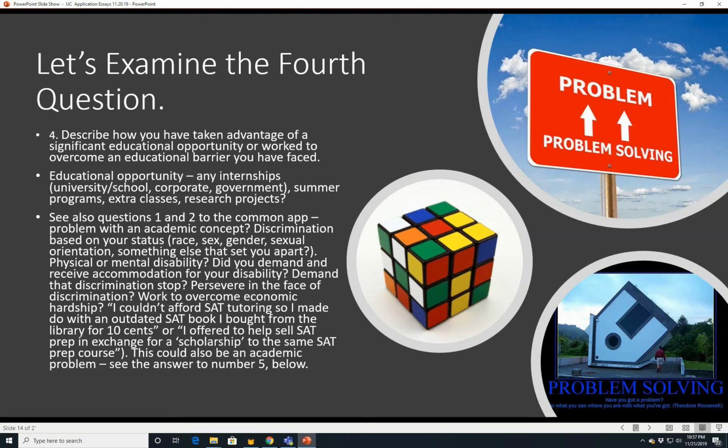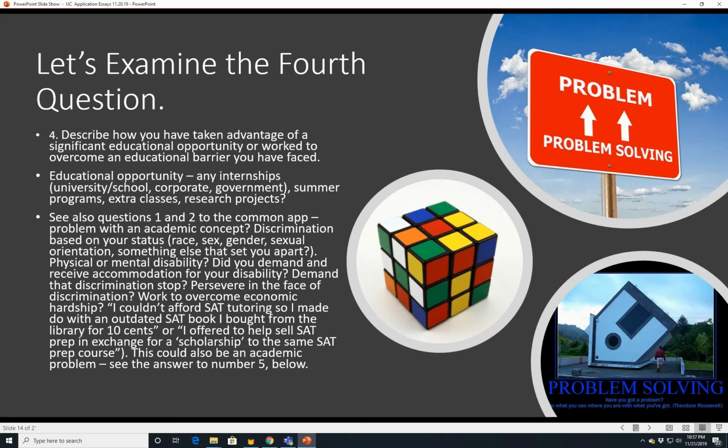Barriers, well, you can see questions 1 and 2 to the Common App. Do you have problems with an academic concept? Were you discriminated against based on your status, race, sex, gender, sexual orientation, something else that set you apart, a physical or mental disability? Those are all illegal in most jurisdictions. But did you demand or receive accommodation for your disability? Did you demand that discrimination stop? Did you persevere in the face of discrimination?